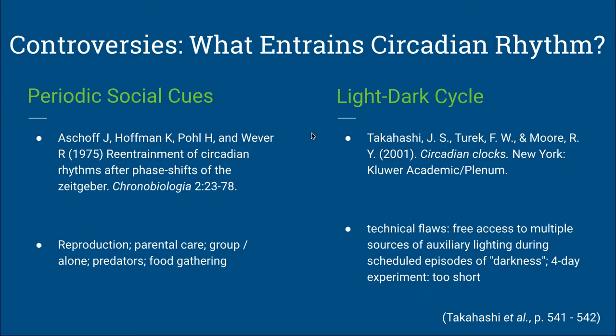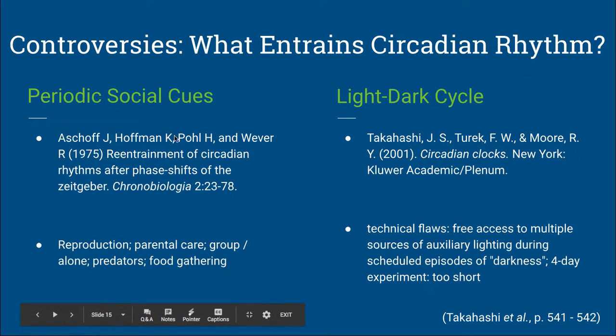We know that environmental factors entrain circadian rhythm, but different scientists have different opinions on what specific environmental factor entrains the circadian rhythm. So some 1975 scientists think that periodic social cues entrain the circadian rhythm, and the cue just means like maybe individuals being in a group versus being alone. And some 2001 scientists think that the light-dark cycle is the predominant factor that entrains circadian rhythm.